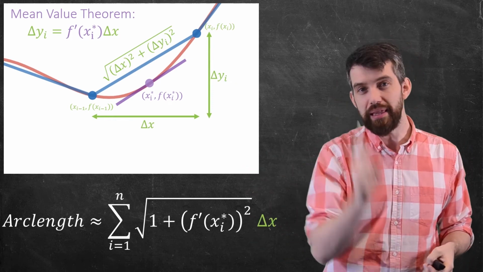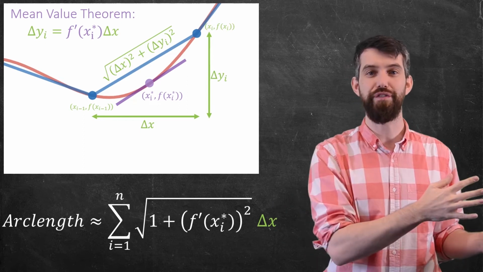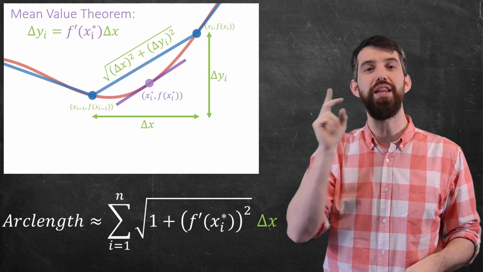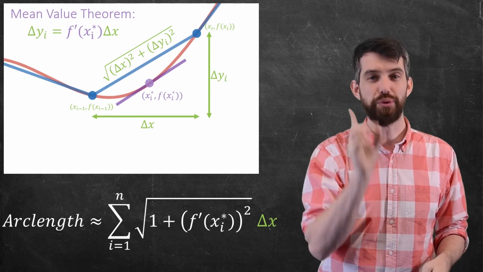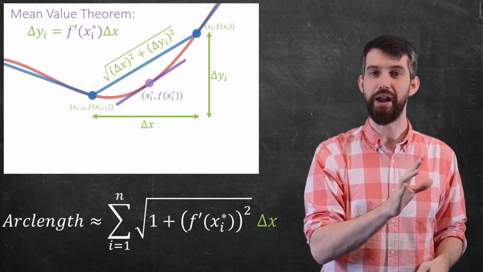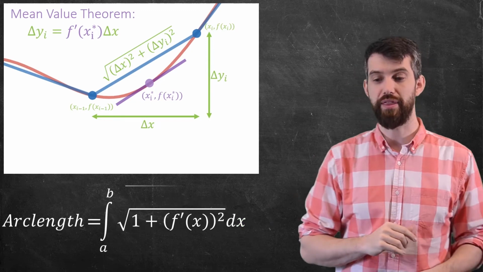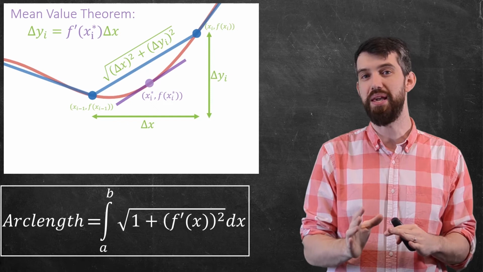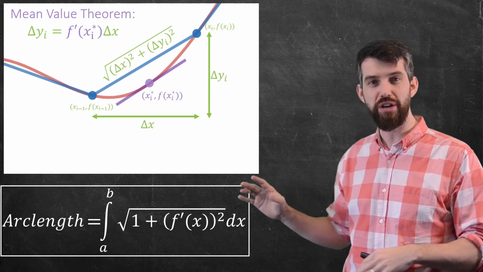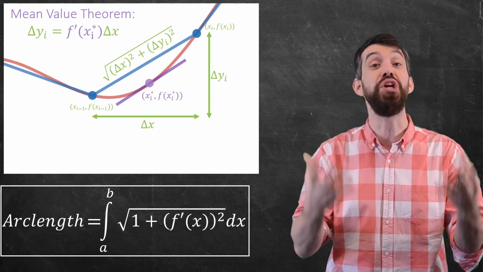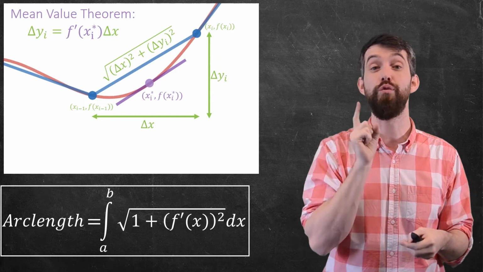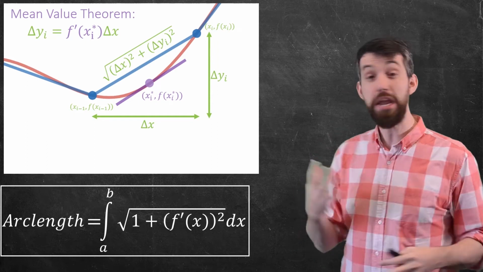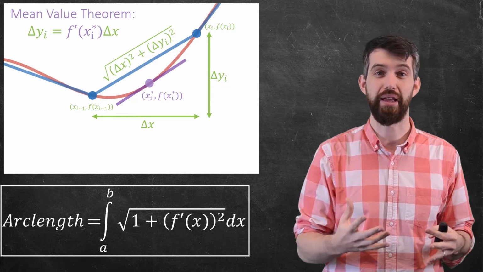So if I take the limit as n goes to infinity, I can replace the summation sign with an integral sign and the approximately with an equal sign. So my definition of arc length is therefore going to be that arc length is equal to the integral from a up to b of the same expression, but I've now replaced it with the continuous variable x, the square root of 1 plus the derivative at x squared dx. And that's my formula for arc length.